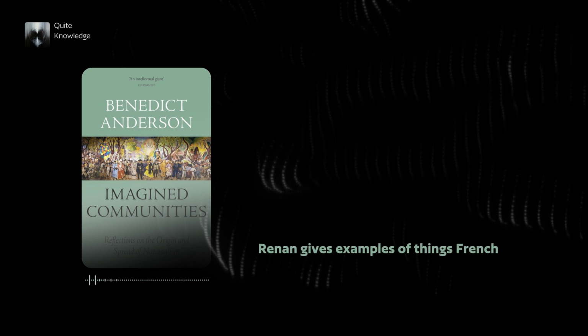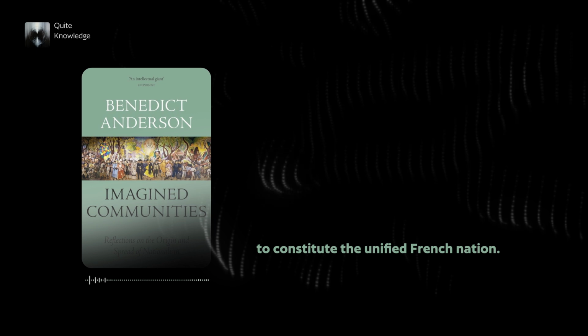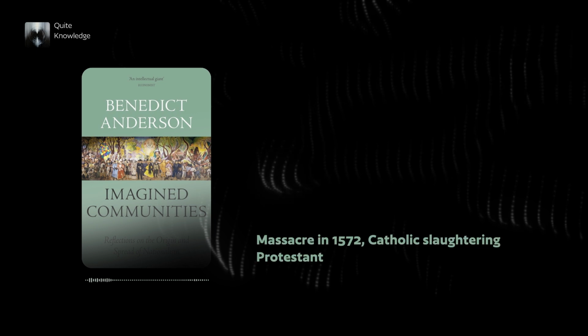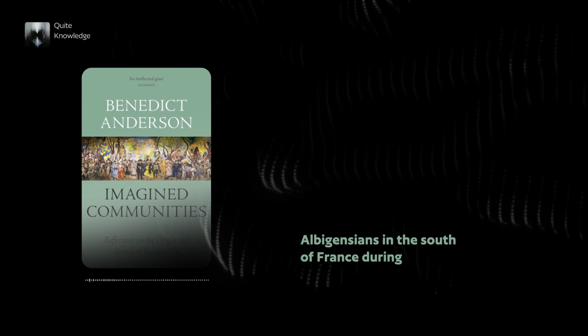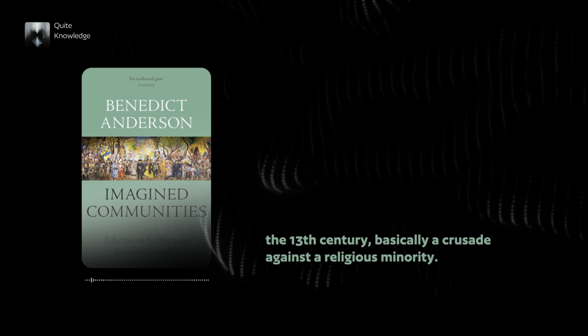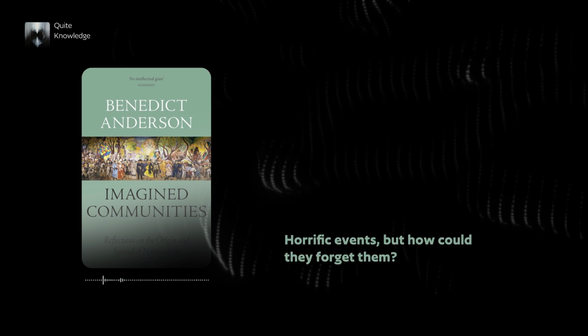Renan gives examples of things French citizens must have collectively forgotten in order to constitute the unified French nation. Things like the St. Bartholomew's Day massacre in 1572, Catholics slaughtering Protestant Huguenots, or the brutal massacres of the Albigensians in the south of France during the 13th century, basically a crusade against a religious minority. Horrific events, but how could they forget them?